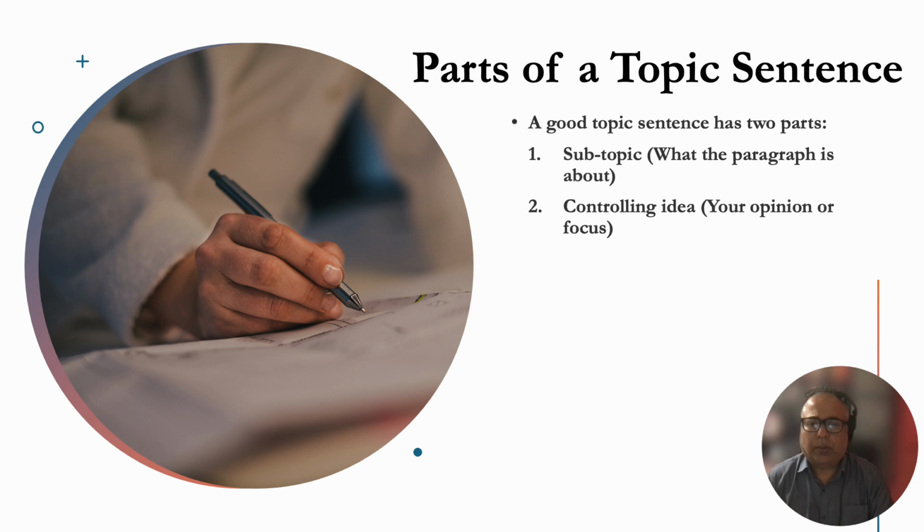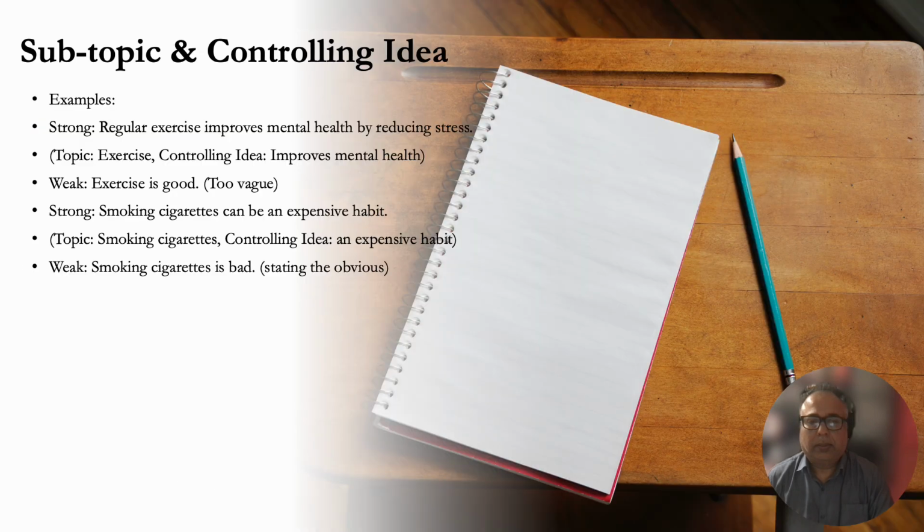But there are two parts of a topic sentence, right? It's called a topic sentence because it has two parts. The first one is the subtopic that elaborates on the topic of the essay. A subtopic is what the paragraph is about, the body paragraph. And a topic sentence has a controlling idea, which is the writer's opinion or the focus of the paragraph. So let's look at some examples.